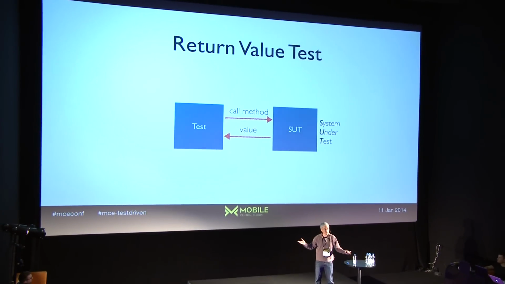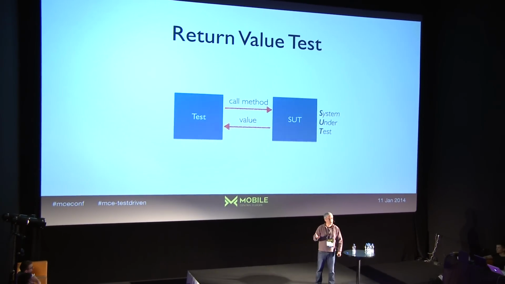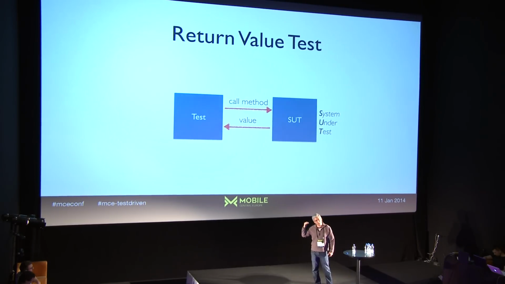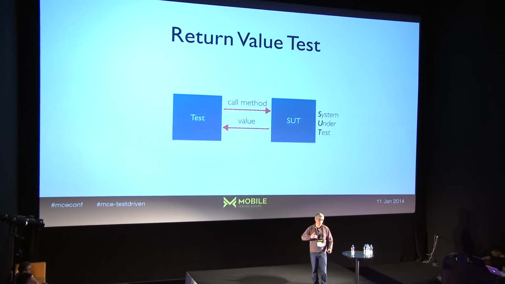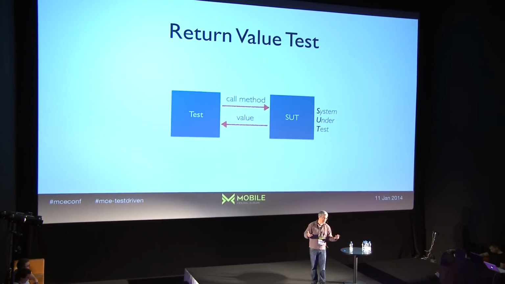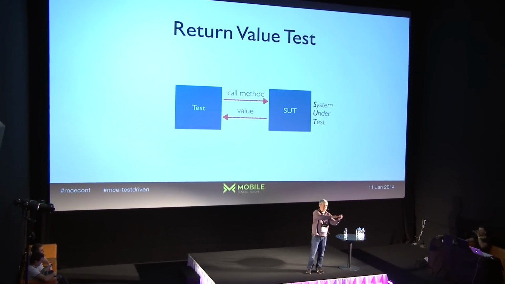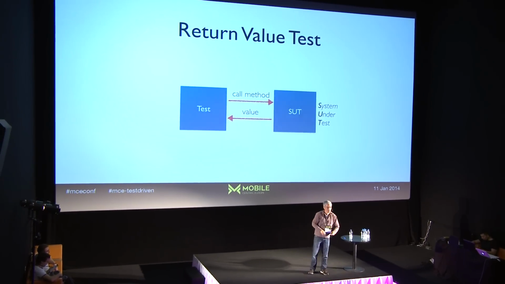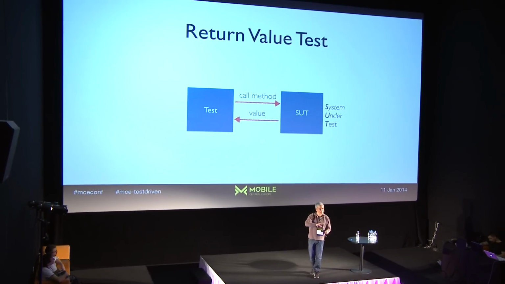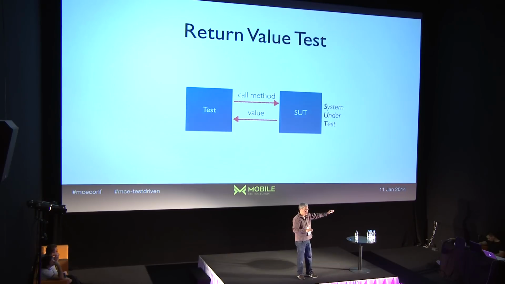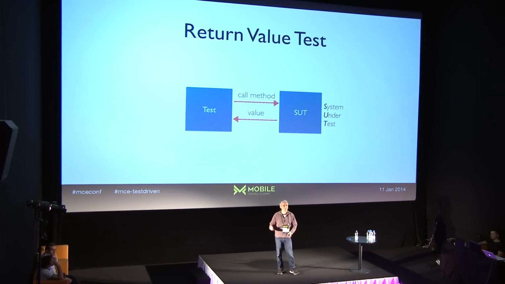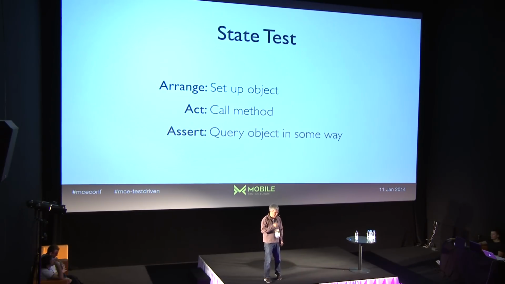So this, in graphical form, it looks like this. Here's another term I'll introduce you to, the SUT. This stands for System Under Test. It could be one object. It could be a few objects that are connected together. It really doesn't matter. All that matters is that the test can call the SUT and get a value back, and then the test can do what it does. Okay? Straightforward. I don't think there will be any problems with that.